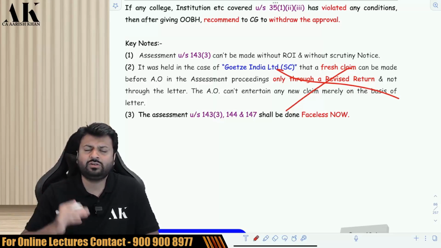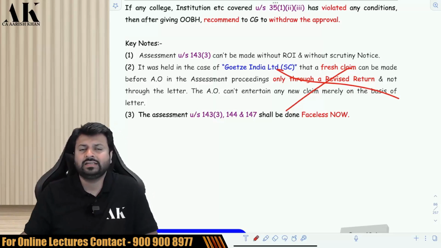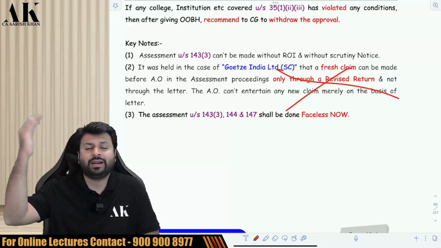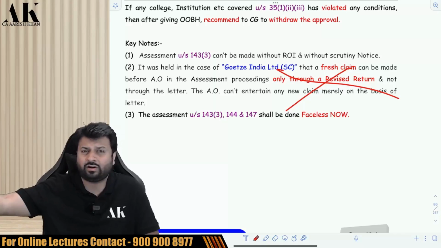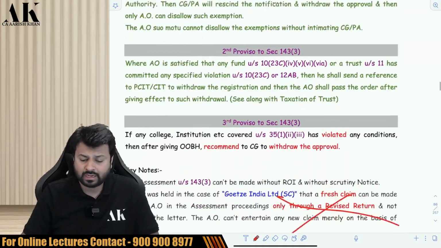Tell the assessee to file what? A revised return. Tell the assessee to revise the return, and then accordingly the AO will consider whether to give that deduction or not. You cannot give a plain letter to the assessing officer to claim any fresh particular deduction. This power is not there with the assessing officer. This power might be there with the appellate authorities like CIT(A) or the Tribunal. We will see that later on, but this power is not there with the assessing officer.